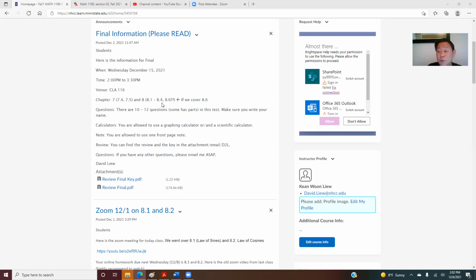And then today we talk about vectors. So there will be some formulas, and definitely formulas in 8.6. There are quite a lot of formulas actually, so I would recommend you use that one page of notes to put your formulas in there. The review is right over here, and the key is also posted there.